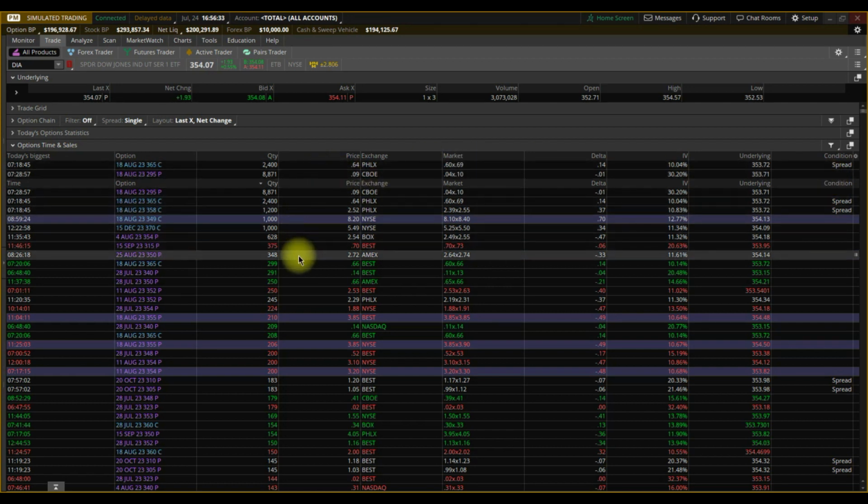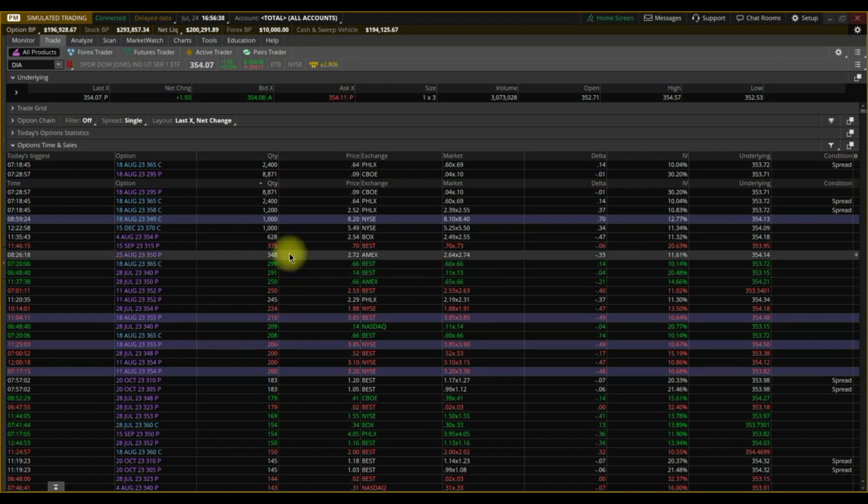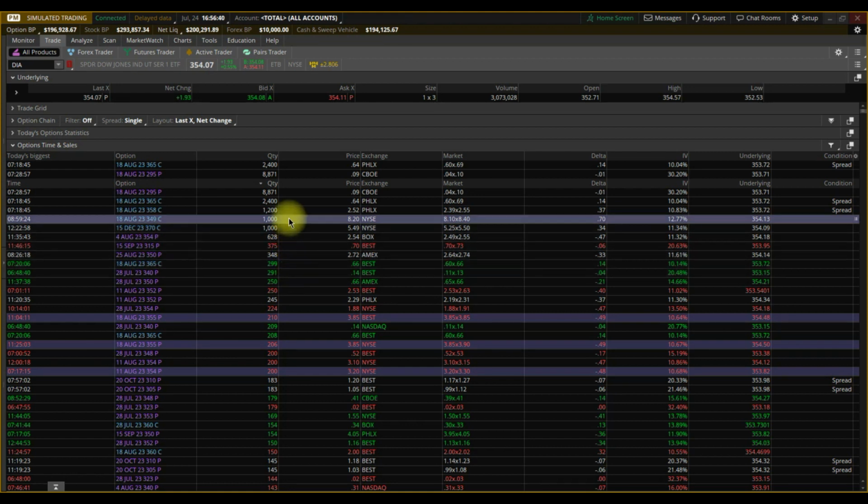Now how can you tell if it's a buy or sell? Well, buys are green and sells are usually red. And whites, Thinkorswim is not telling us. Usually it's a buy, occasionally it'll be a sell. Sometimes you have to look at it and just say, okay, what's really going on?